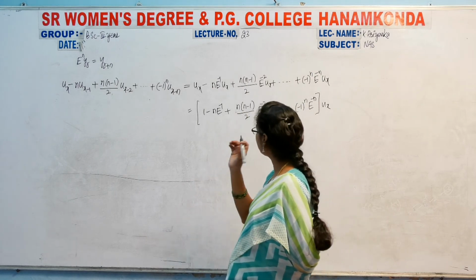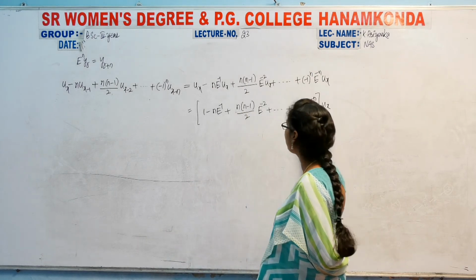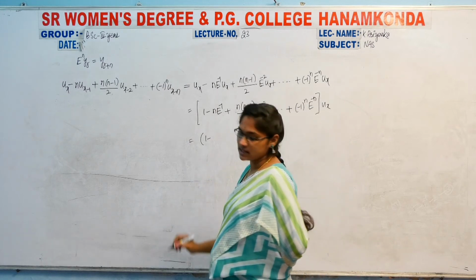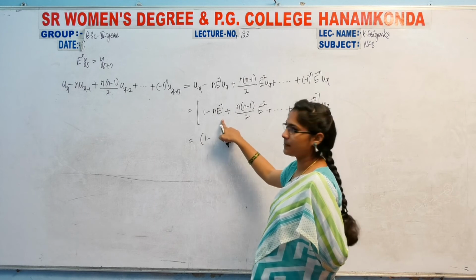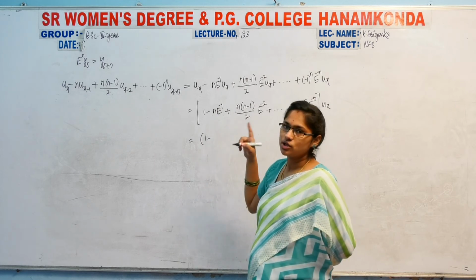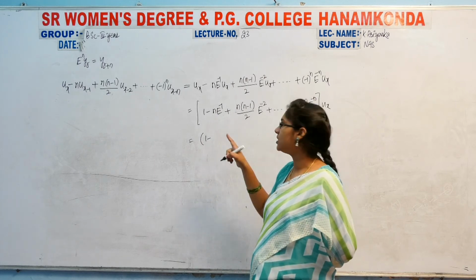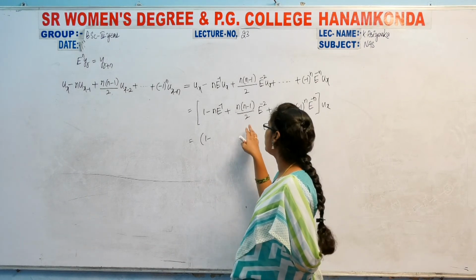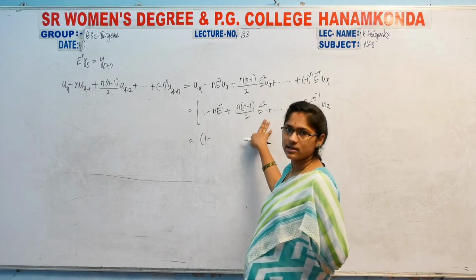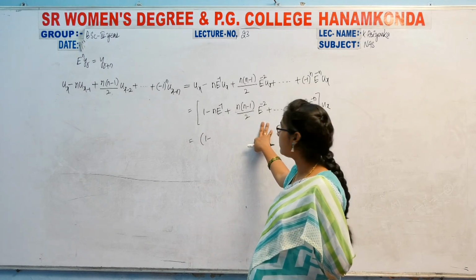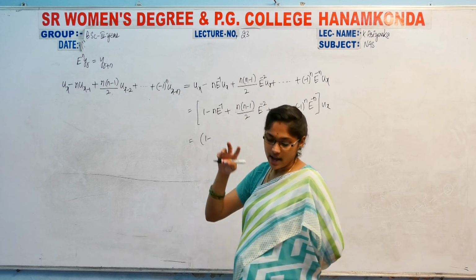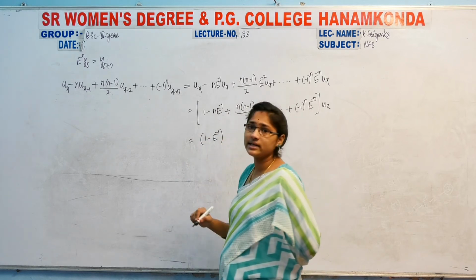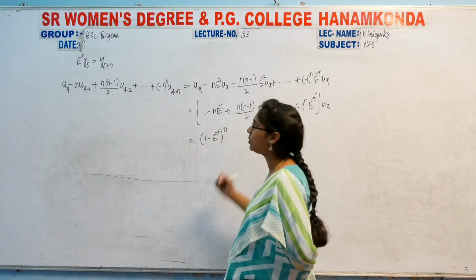Okay, so now this entire value is nothing but the expansion of 1 minus, here we have e inverse, that means x. Generally we have the formula 1 minus nx plus n(n minus 1)/2 x square, like that we have to get. But here in the place of x I have e power minus 1. Okay, and next here I have n, that means whole power n.